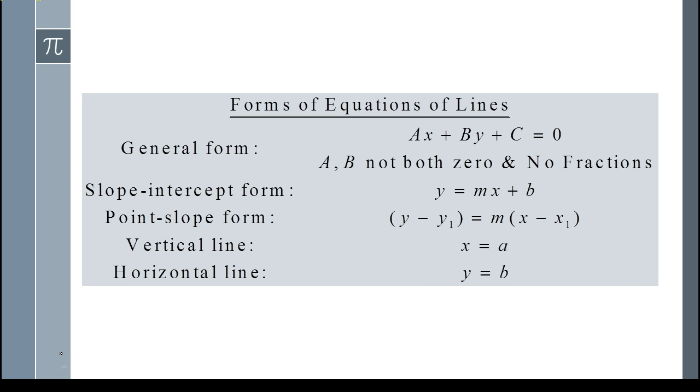Okay, so next up we're going to talk about our equations of a line. There are all sorts of different forms. General form is going to be ax plus by plus c equals 0.